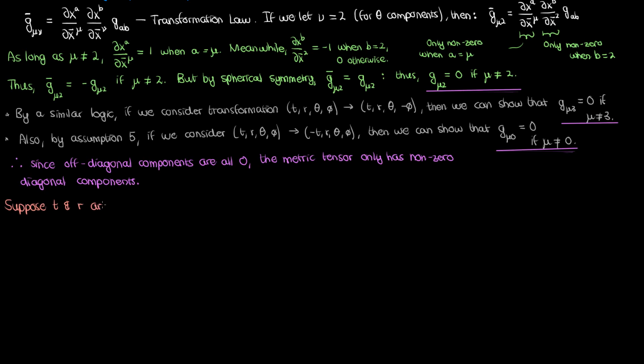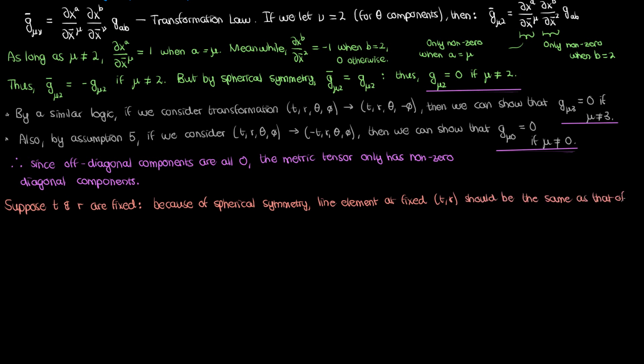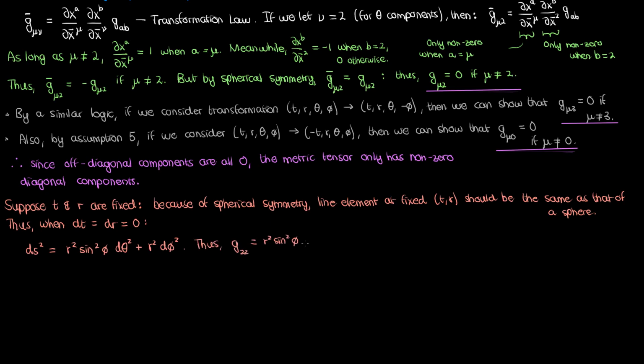Well, suppose that I'm at a location in spacetime with a fixed t and a fixed r coordinate. If my t and r are fixed, then again, because of the spherically symmetric nature of the problem, the line element represented by the metric tensor should be the exact same as the line element of a sphere of a fixed radius. This means that when dr and dt are 0, so t and r are basically fixed, the line element ds squared should equal the following, which is just the line element of a sphere. So the 2,2 component of the Schwarzschild metric is r squared sine squared phi, and the 3,3 component is just r squared.